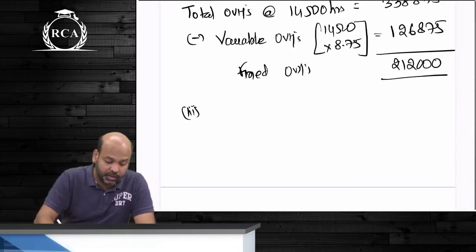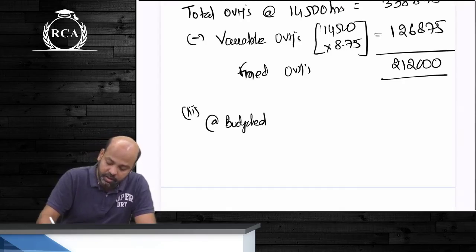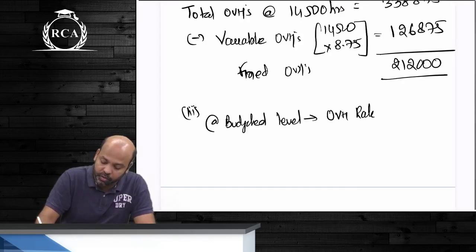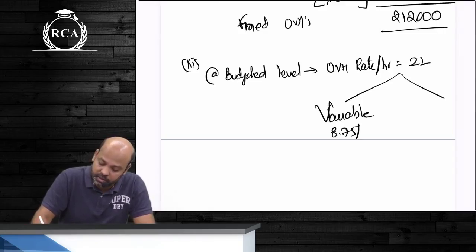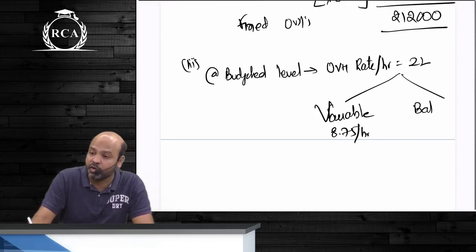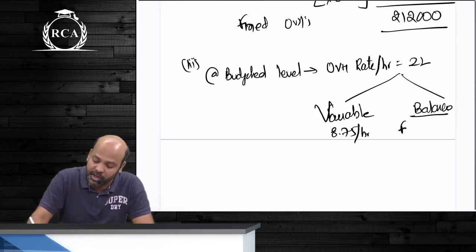Not proportionate, beta. In the third bit you will do it like this. At the budgeted level, we don't know the level. At the budgeted level, what is the overhead rate per hour? 22 rupees. Whatever you do, how much of it will be variable? Variable, beta, will be 8.75. So how much will fixed be? Balance will be fixed. You know total fixed cost, you know fixed cost per hour. You will get number of hours.